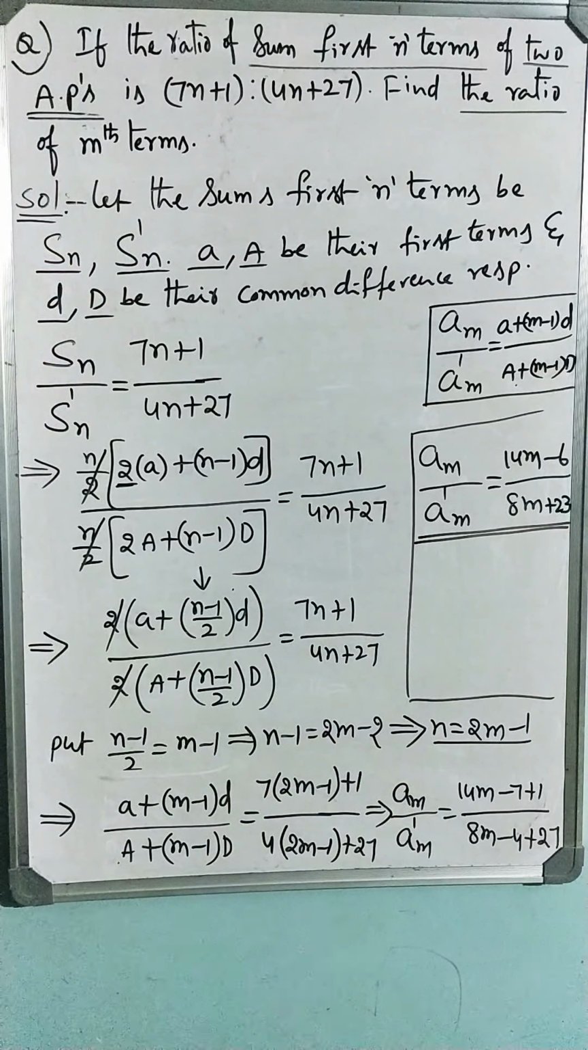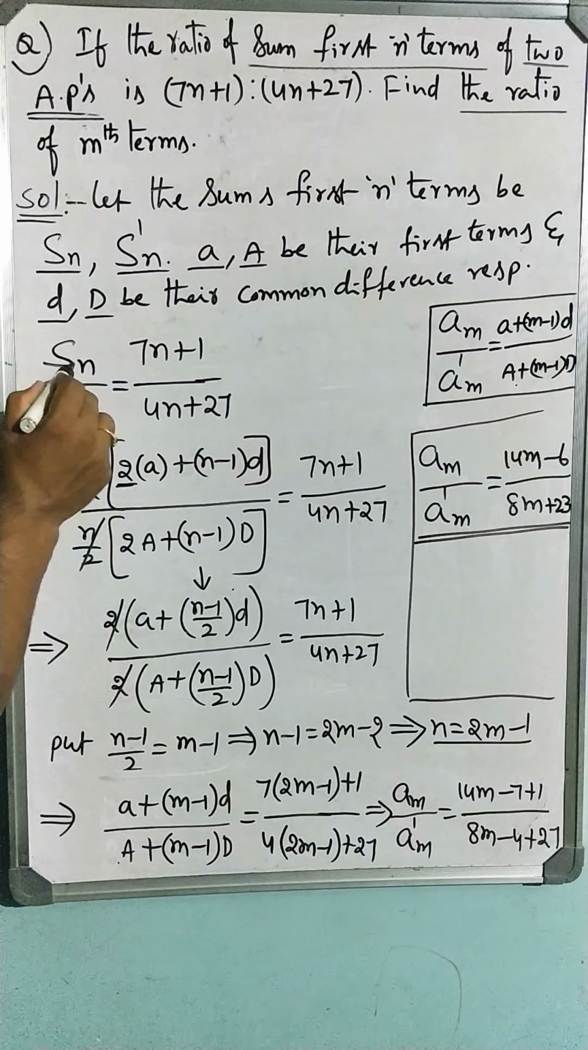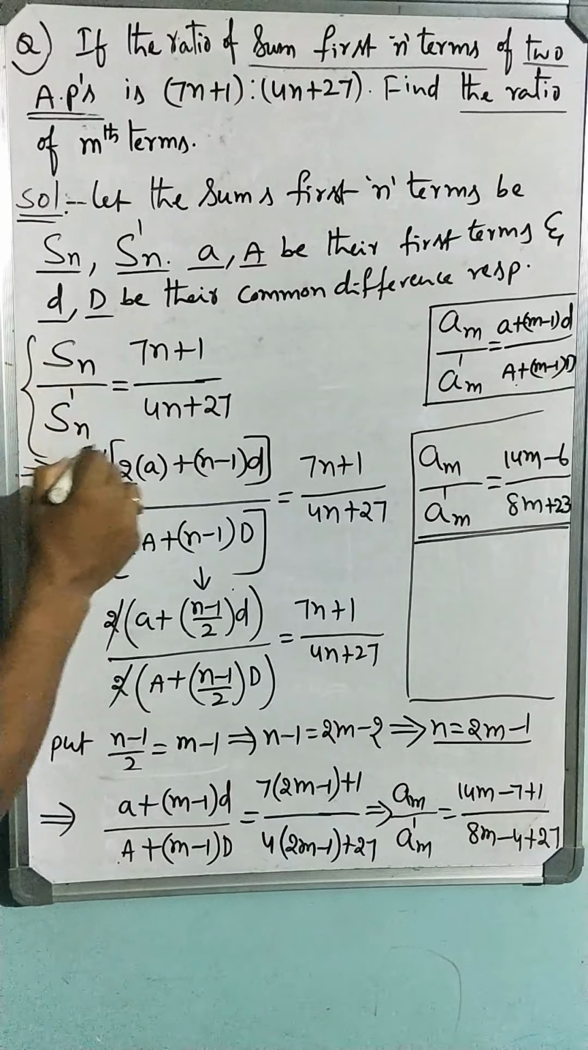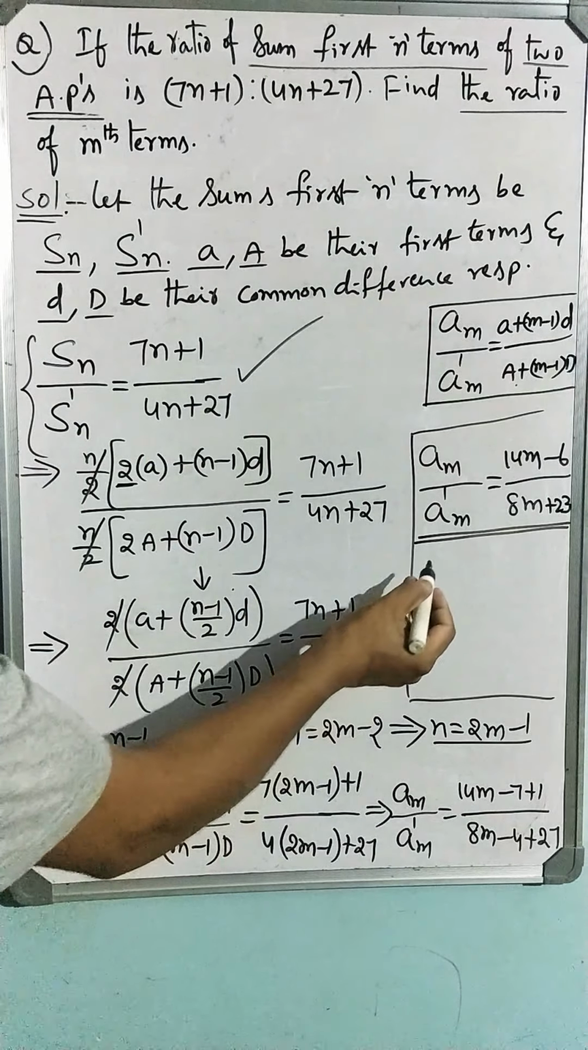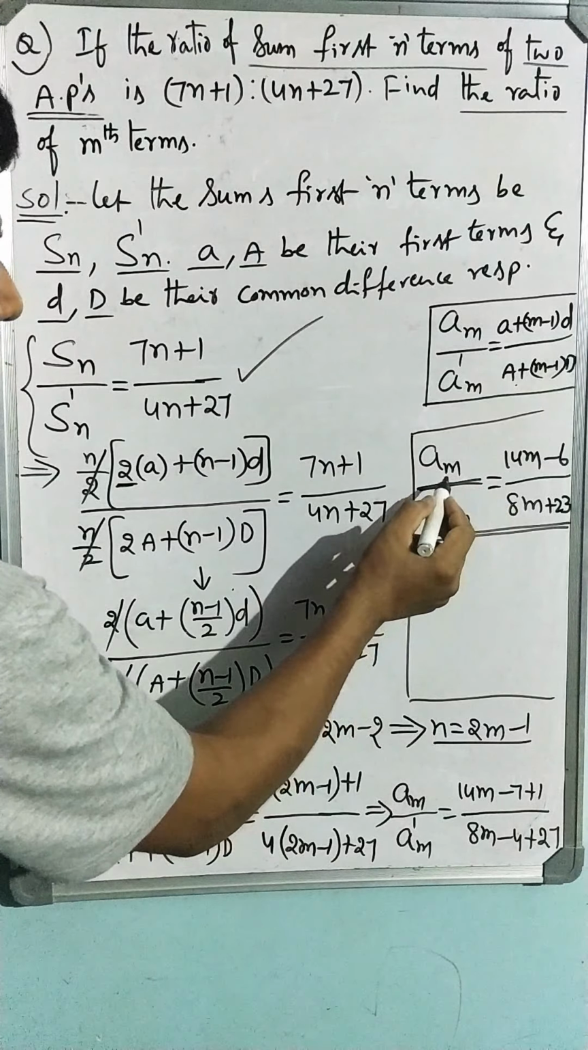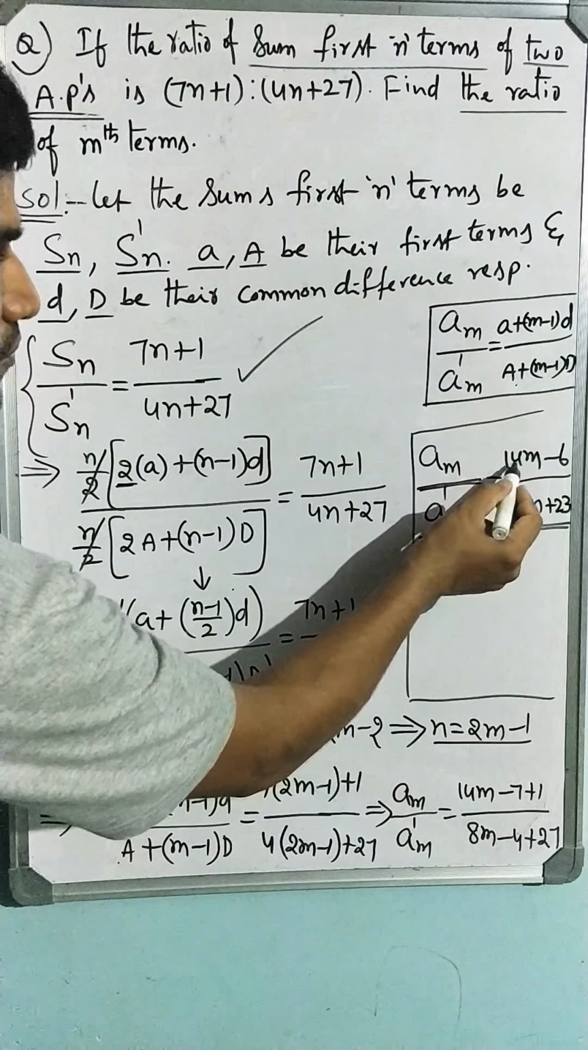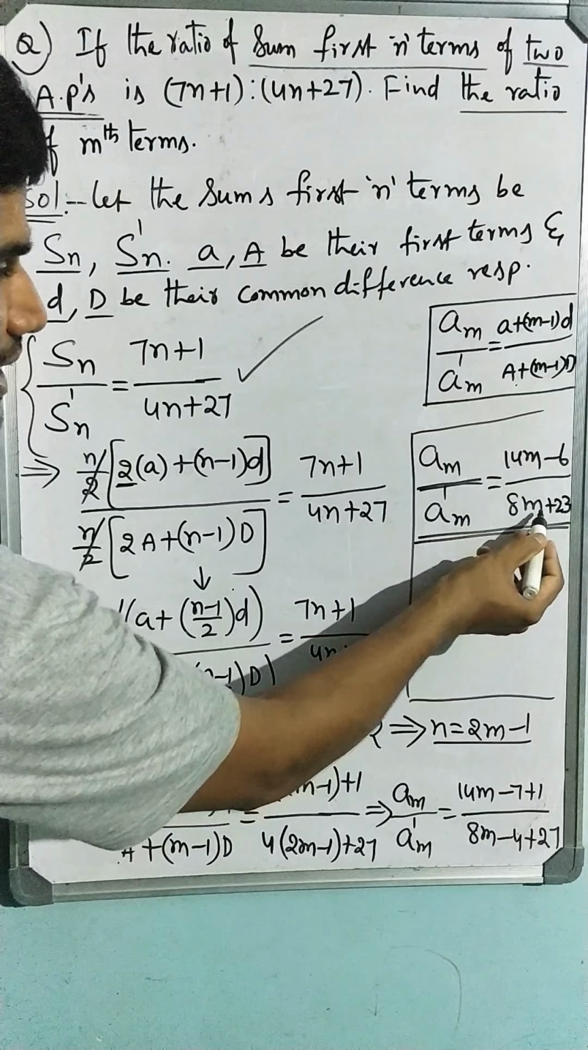So if the ratio of the sum of first n terms of two APs is 7n plus 1 by 4n plus 27, then the ratio of their mth terms should be 14m minus 6 by 8m plus 23.